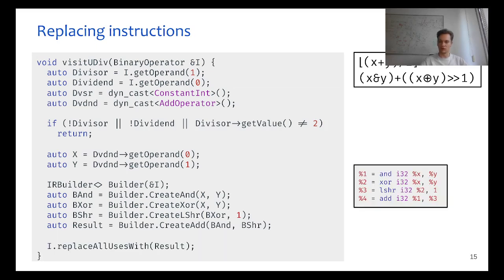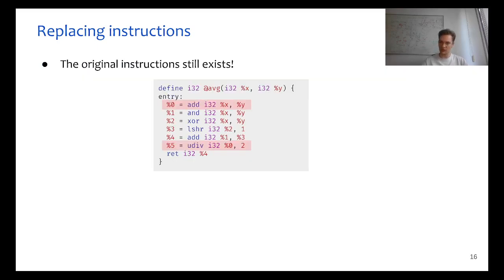Yes, so on the right you would see the LLVM instructions that you will produce through the calls to the builder. And then what your pass needs to do at the end is all uses of the results of the original division instruction you will now replace with the result that you produce in your new pattern. This has one drawback, and that is after you replaced the uses, the original instructions still exist.